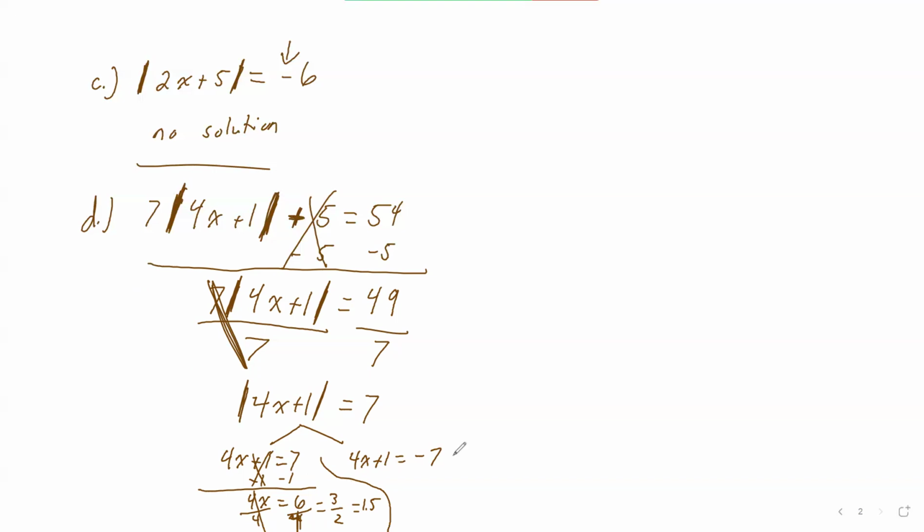So now what would I do with this equation? Subtract 1. And then divide by 4. So I get negative 2. So then x would equal negative 2, 3 halves, or 1.5, or whatever it is that you like.